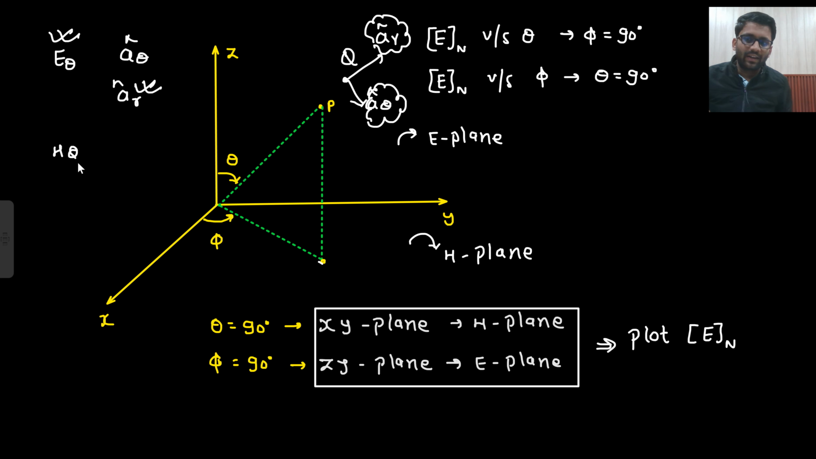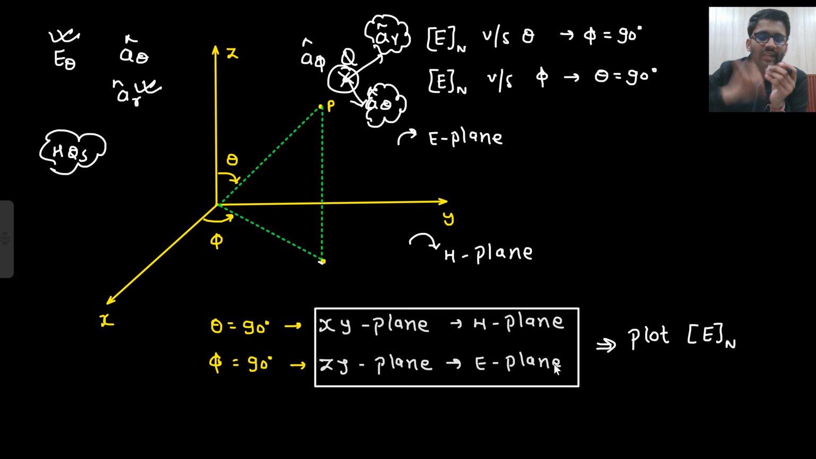Your magnetic field is in phi direction, right? That means that will be going inward, because on this plane phi is equal to 90 degrees. So what will be your phi? Phi will be going into the screen. So that will be your A phi. So no component of A phi is on the YZ plane. That means no component of magnetic field is there on the YZ plane. So on the YZ plane, you only get the direction of radiation and direction of electric field. Are you getting this point?